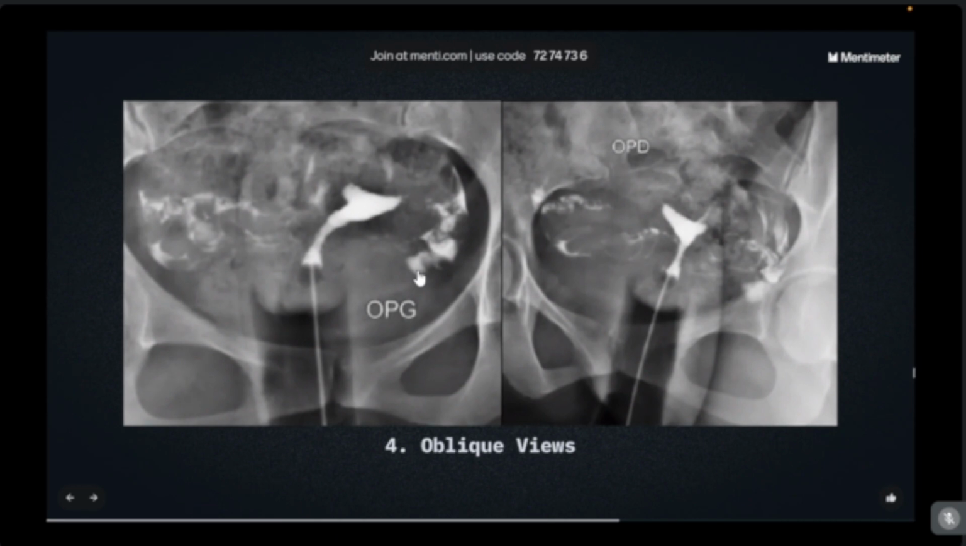Now we have the oblique views. So it's subsequent oblique X-rays taken from both right and left angles. It enhances the visualization of the uterine cavity and fallopian tubes. So here we can see the fallopian tubes more clearly.